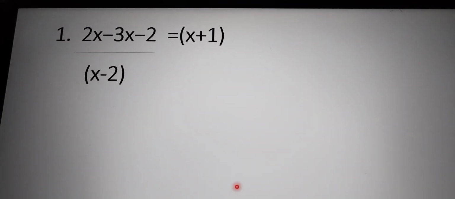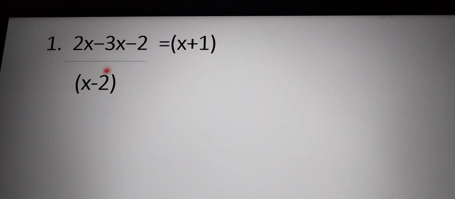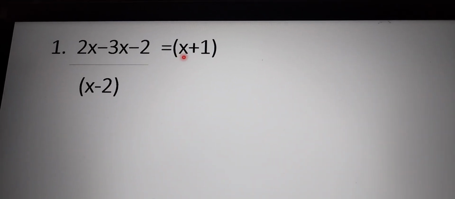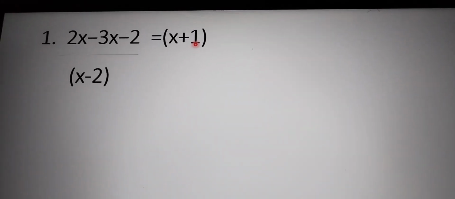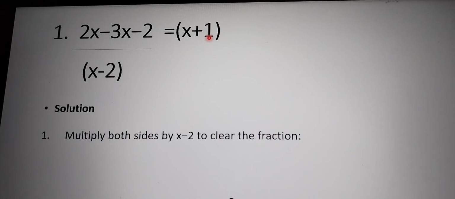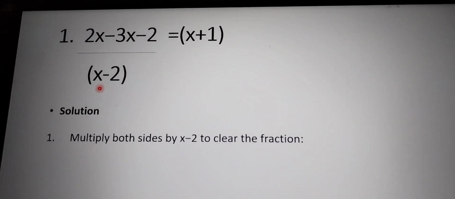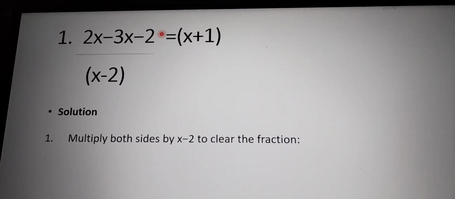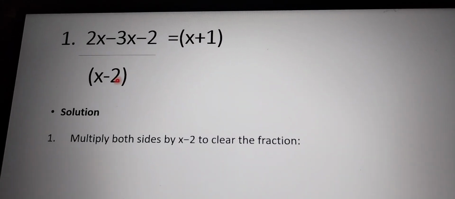Here is our first question that says (2x² - 3x - 2) over (x - 2) is equal to x + 1. To solve it, we're firstly going to say solution. The first step is to multiply both sides by x - 2 to clear the fraction, because as we can see here we have a fraction with the denominator x - 2. So I'm going to multiply by x - 2 here and by x - 2 here.